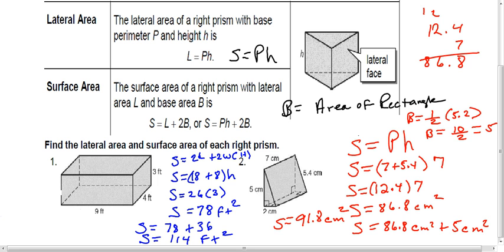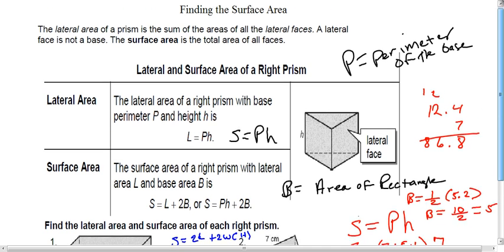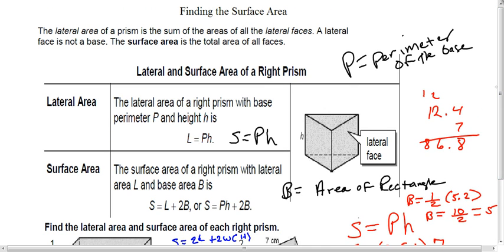Again, this is finding surface area, and we looked at two solids, three-dimensional figures. We looked at one rectangular prism, and we also looked at a triangular prism.